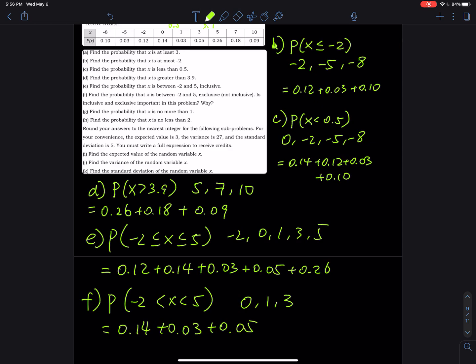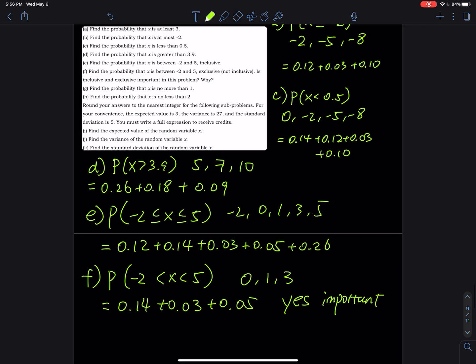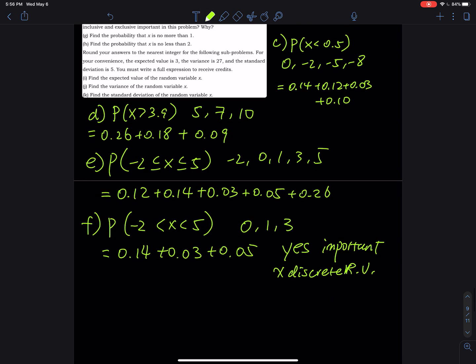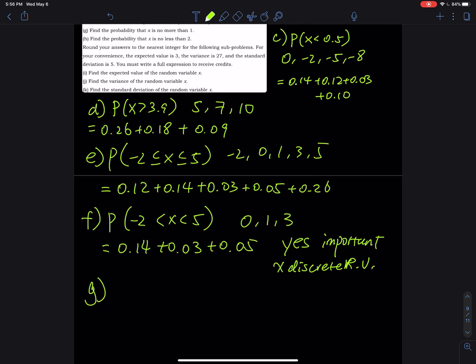Is the inclusive exclusive important? The answer is yes. The inclusive exclusive is important. Why? Because X is a discrete random variable. I use RV for short. All right, so part F, and then we have part G. Part G is probability that X is no more than 1. So the opposite of more than is less than or equal to 1.